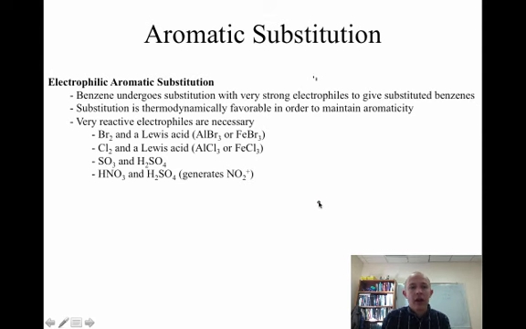So to summarize, electrophilic aromatic substitution is a reaction where benzene undergoes substitution with extremely strong electrophiles to replace a CH bond with a new carbon bond to a different atom. It could be bromine, chlorine, sulfur, or nitrogen, as we've talked about in this video. Substitution is thermodynamically favorable, but you need to undergo substitution and not addition in order to keep the stability associated with aromaticity. And we need extremely reactive electrophiles. So what we've talked about in this video is halogens activated by strong Lewis acids, sulfur trioxide, and the nitronium ion.